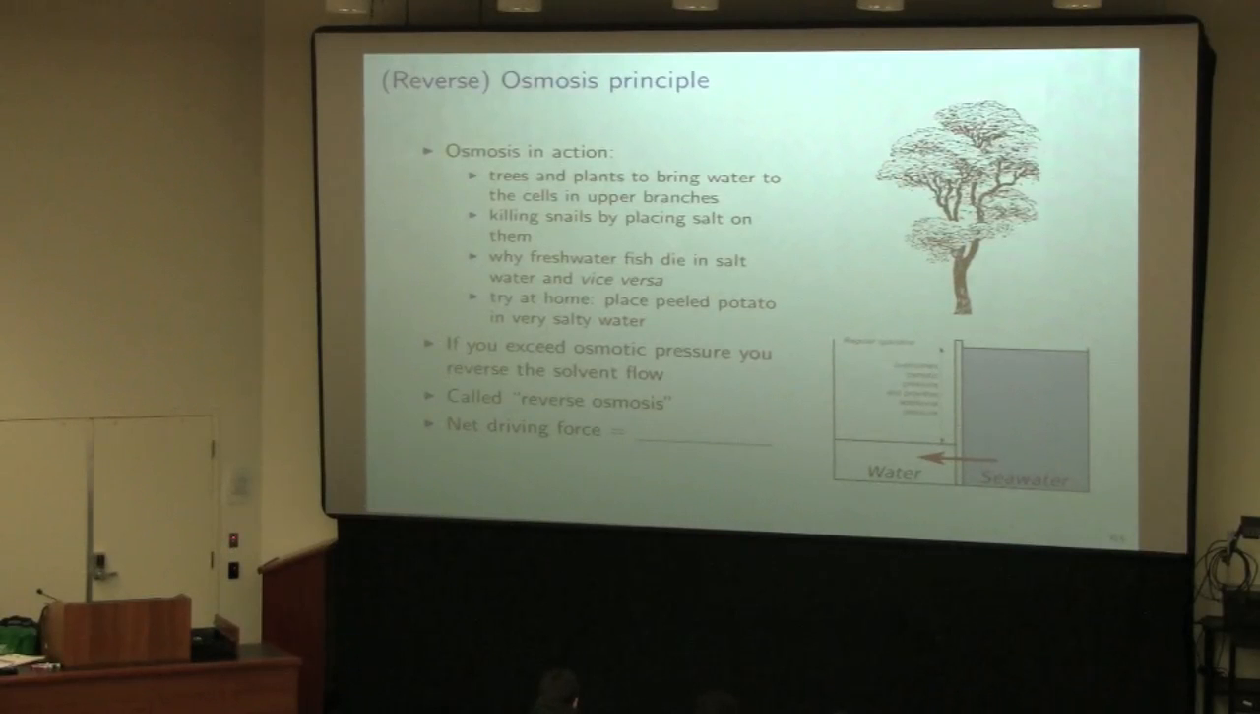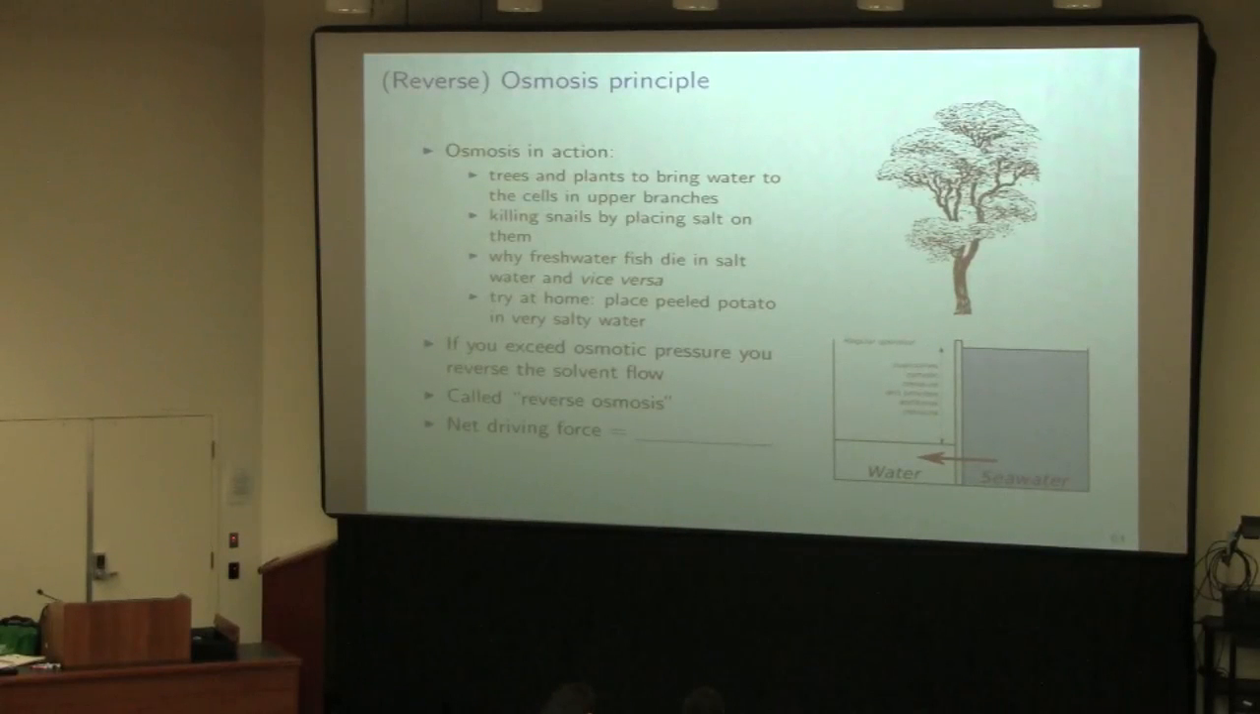So it's osmosis that brings the water from the roots up to the upper leaves of the tree and feeds the cells. And then there's evaporation out from those leaves, so there's a reduction in the water content, and then it just keeps the driving force going.